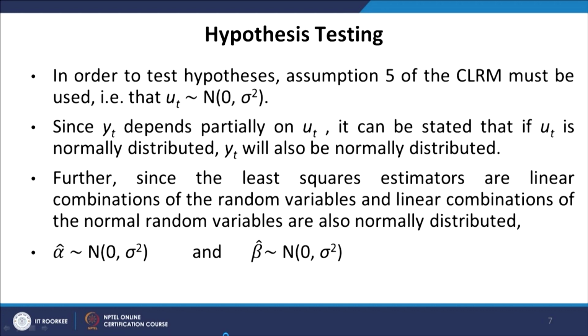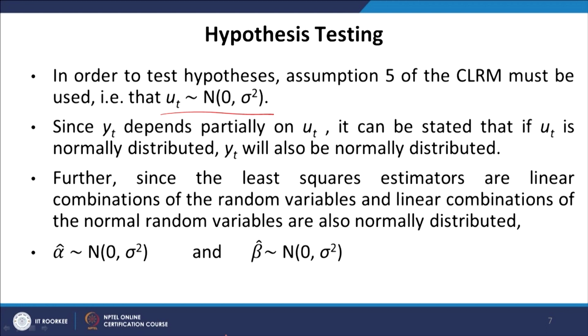In order to test hypotheses, assumption 5 of the CLRM, the classical linear regression model, must be used, that is, u t follows a normal distribution with 0 mean and constant variance equal to sigma square. Now, this is not something we are going to readily use, but to begin with we can follow this assumption. Since y t depends partially on u t, it can be stated that if u t is normally distributed, y t will also be normally distributed. And if you remember, alpha and beta are population parameters.